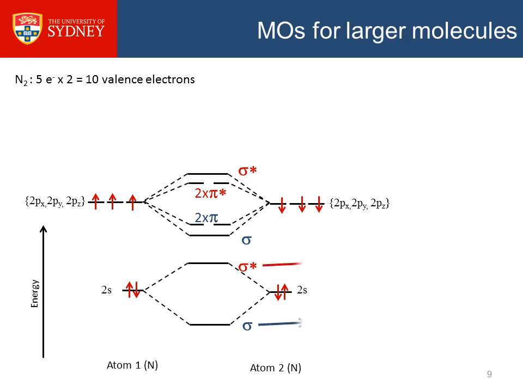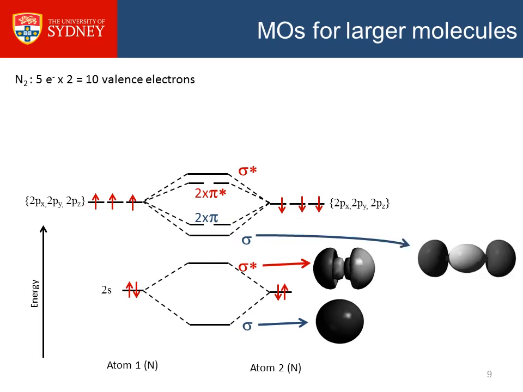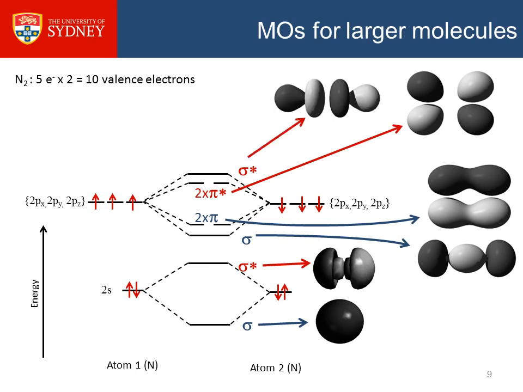The only difference here is that we don't only have sigma and sigma star molecular orbitals from 1s or 2s atomic orbitals, but we also have sigma and pi orbitals formed from p orbitals on the atoms. Here's a sketch of the molecular orbitals from the p atomic orbitals. In the case of the nitrogen molecule N2, we have 10 valence electrons.